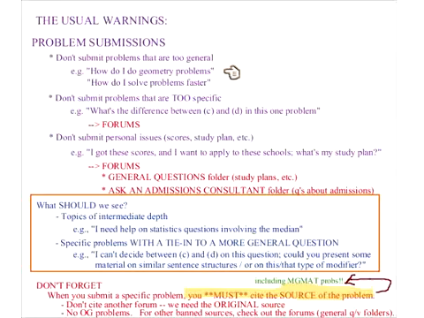Some people are even asking things like, how do I do verbal better? Which is way too broad of a topic. That would be hundreds of hours if we were going to do all of that. It's got to be something that could reasonably be covered in 45 minutes, an hour, half an hour, something like that. Also, on the other side, don't submit problems that are too specific. In other words, don't give me one problem with two answer choices and ask me what the difference is. That is why we have the forums.